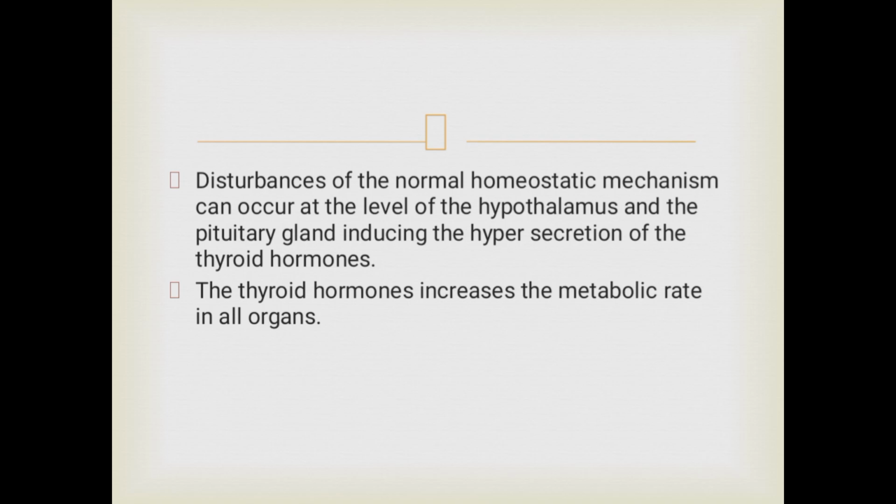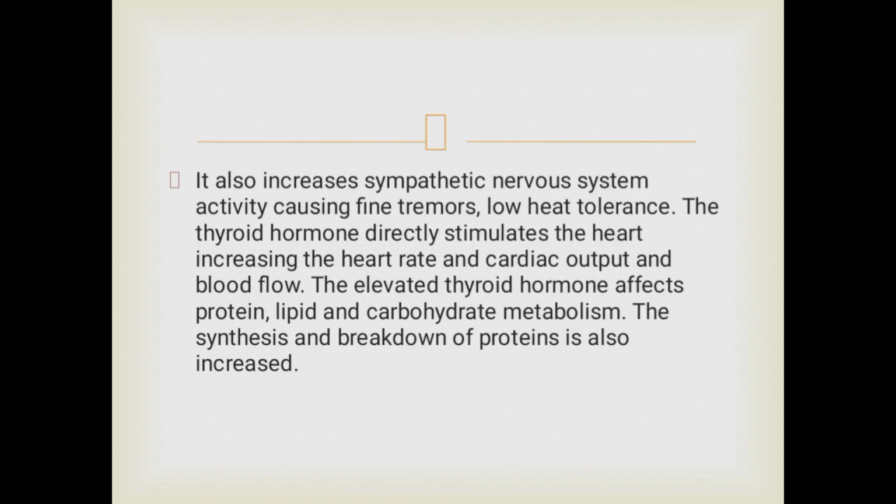So the thyroid hormone will increase the metabolic rate in all organs that we've talked about: the reproductive system, the endocrine system, the nervous system, the cardiovascular system. All those will increase. It will also cause an increase in sympathetic nervous system activity, causing fine tremors. So an individual may present with tremors and heat intolerance. The thyroid hormone directly stimulates the heart, increasing the heart rate, cardiac output, and also blood flow. The elevated thyroid hormone also affects protein, lipid, and carbohydrate metabolism.